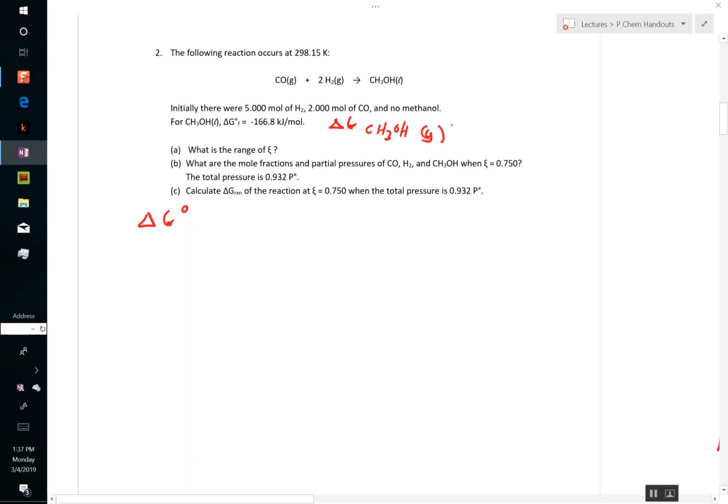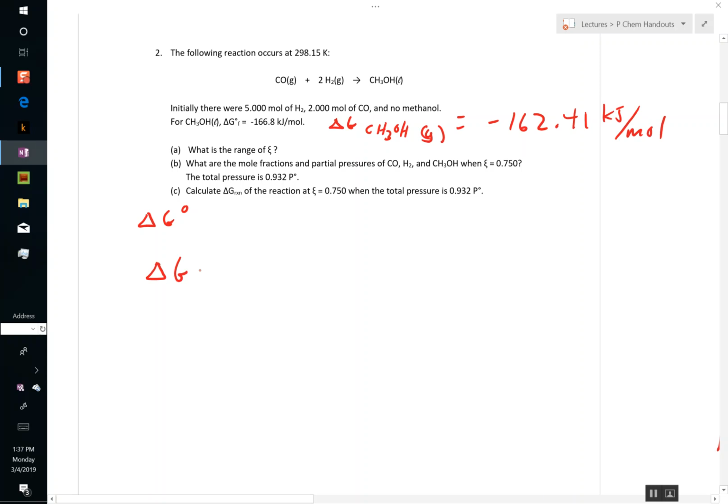So I don't think that value's in our book. No, I'm giving it to you right now. Okay. It's not far off, but it is a little different. It's off by about 4 kilojoules, but that could be our problem.